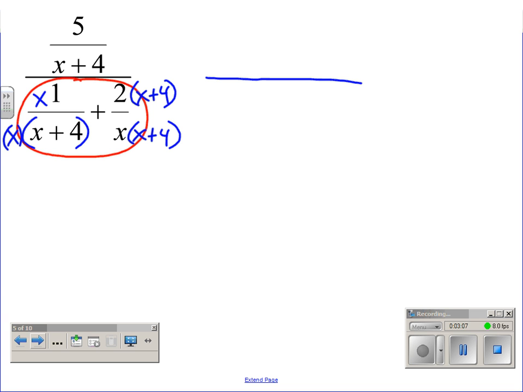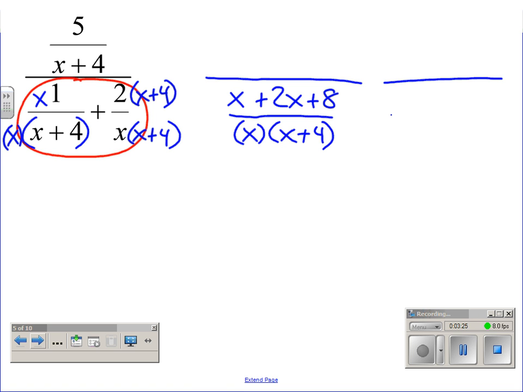So over here I'm going to simply have x plus 2x plus 8. All I did is distribute and combine the top. And on the bottom, we have x times x minus 4. I'm going to leave it as factors. Now on the top here, notice, let's do one more step here. And I'm going to simplify the top. So this is really 3x plus 8.